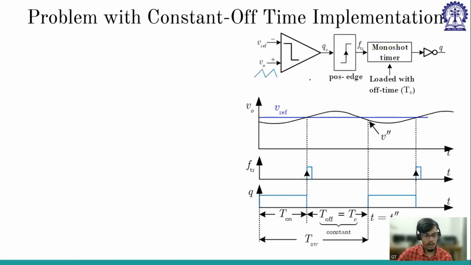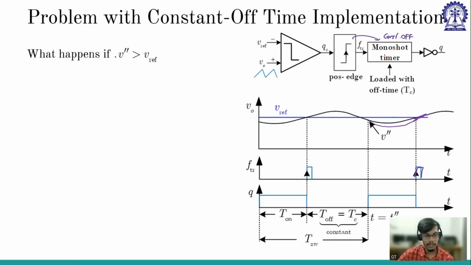So the control works in this way. After constant off time, we assume that the voltage is lesser than the reference voltage. So during this on time, the voltage will increase, and at some point of time, it will cross the reference, and that will give a trigger pulse. That will trigger the monoshot timer, which generates constant off time.